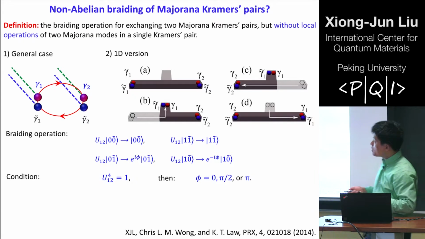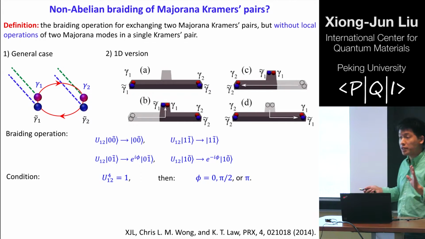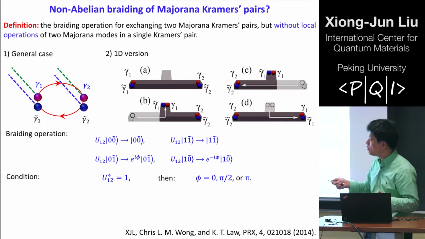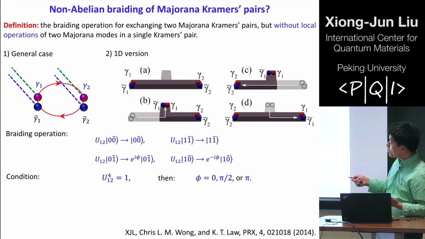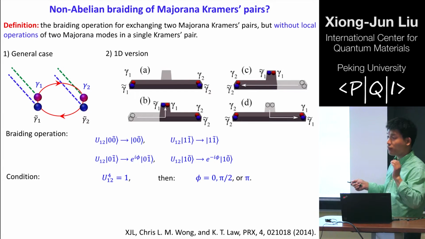So to obtain this result, we can simply prove a result. If we braid four times, this braiding must go back to the original one. So this means that the U to the fourth should equal 1. Okay. So in that case, phi can only take 3 possible values: 0, pi half, or pi.